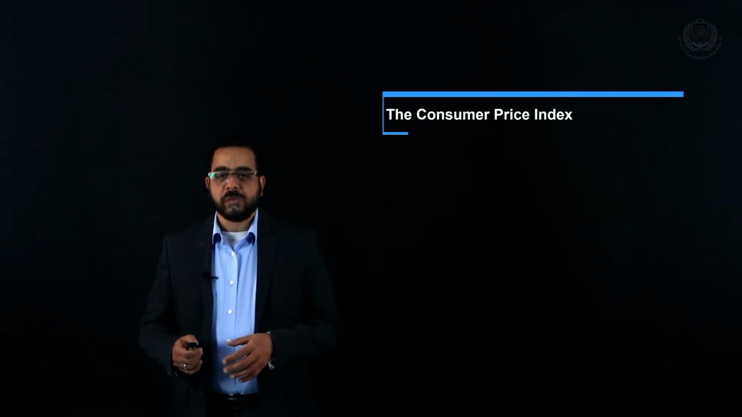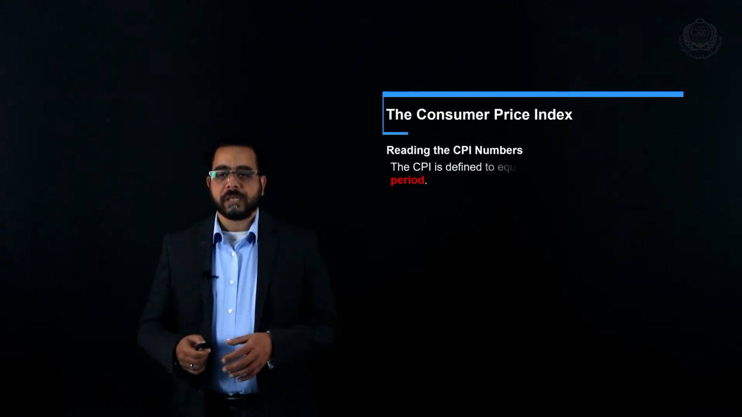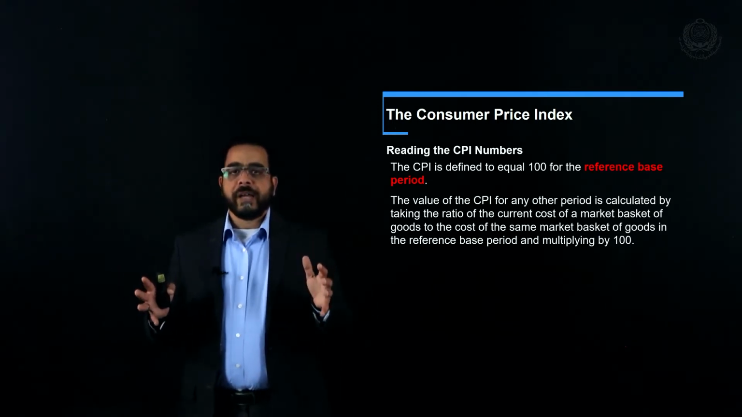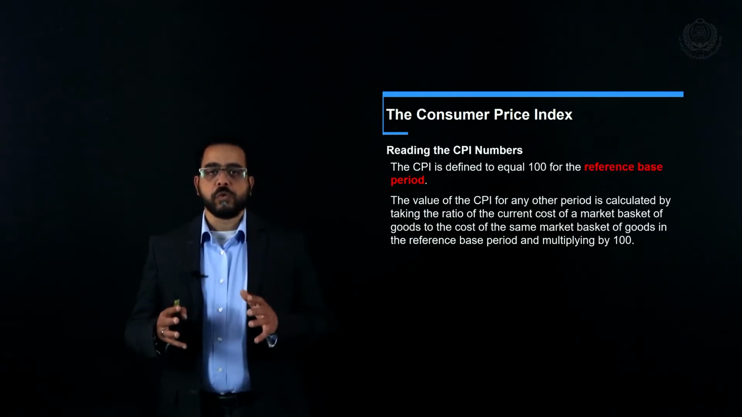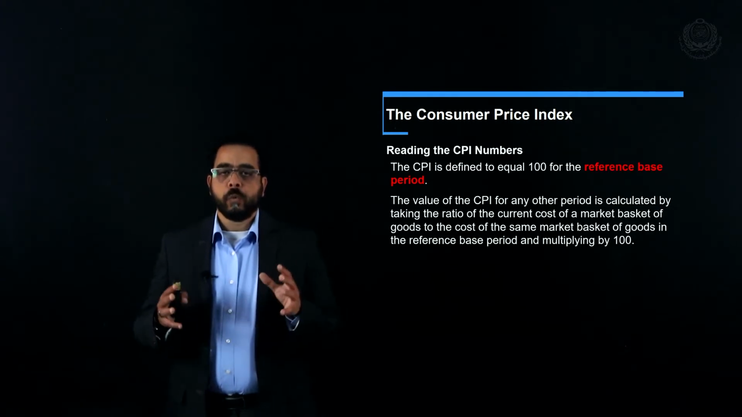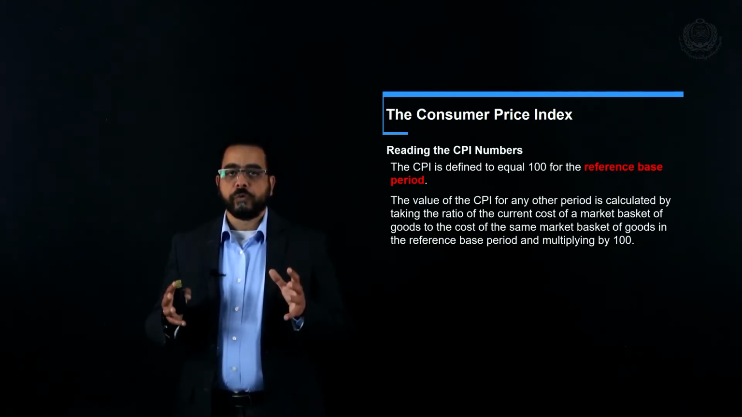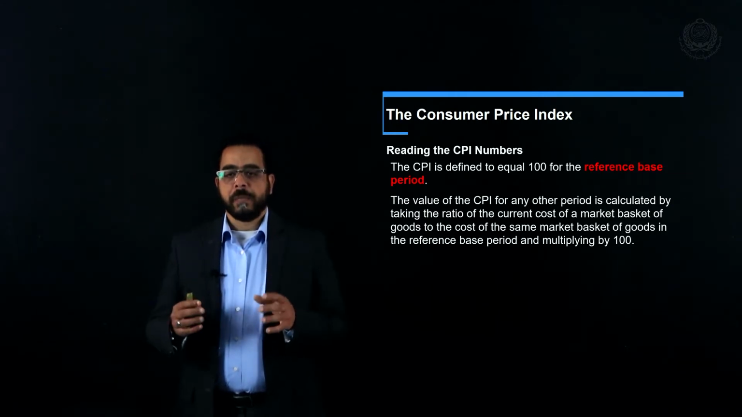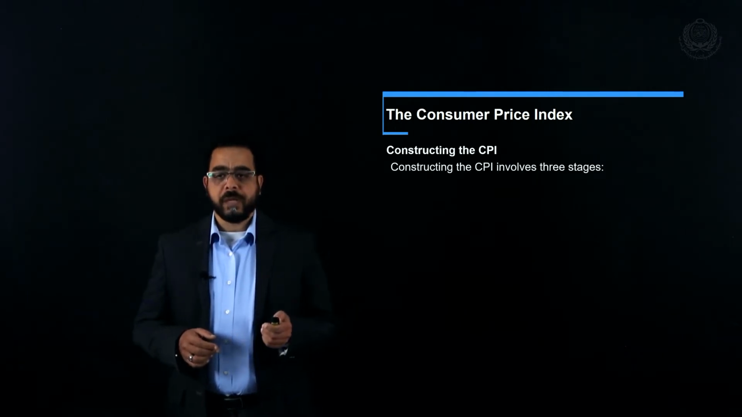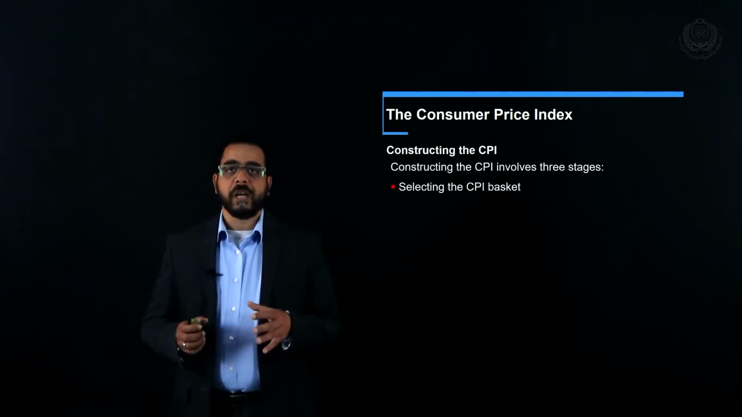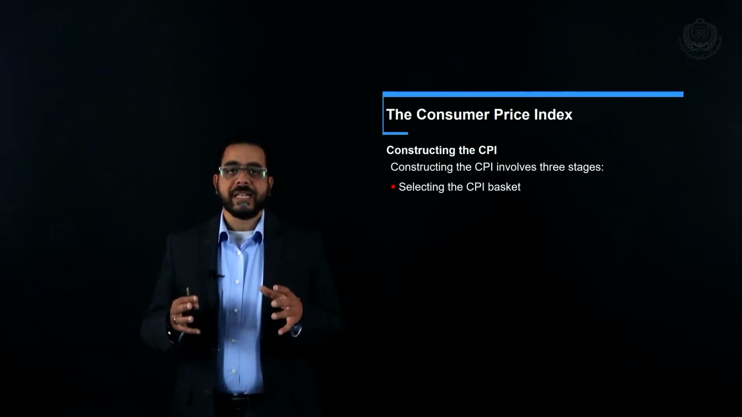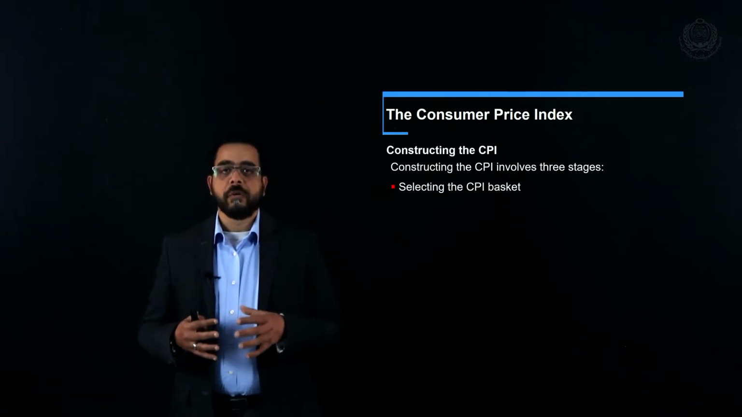What are our steps toward calculating the CPI? Let's go and see. First step is to define a reference base period. It's similar to the real GDP. As we did in real GDP, when we define a base period, we're gonna do the same thing here, and we're gonna also define a reference base period. After we have defined the reference base period, we will select a CPI basket. We will select a group or sample of goods and services that matter most for the urban families.